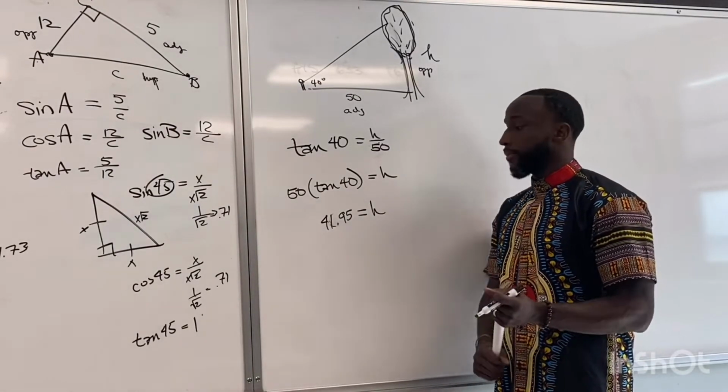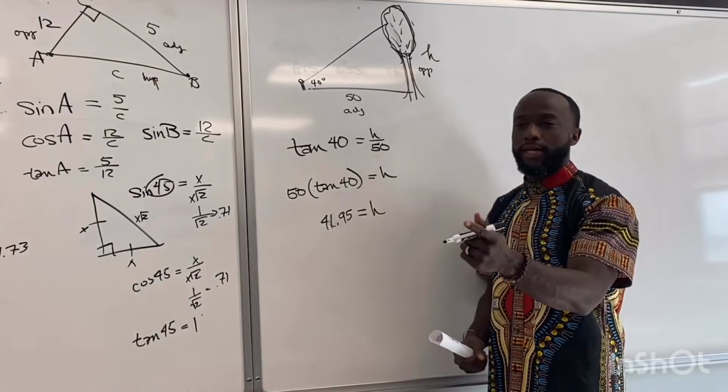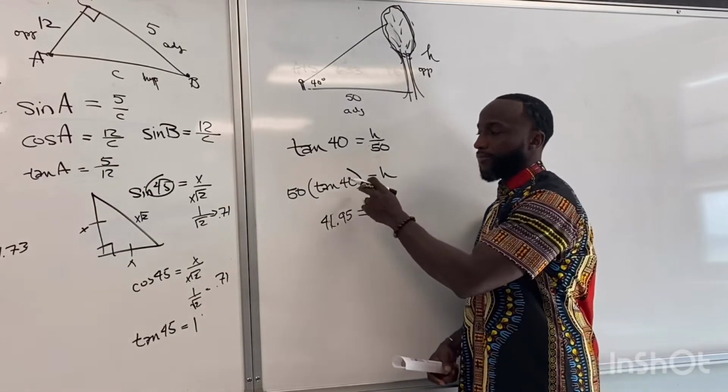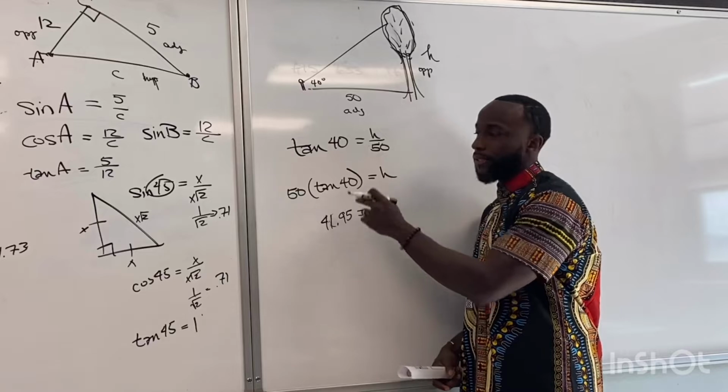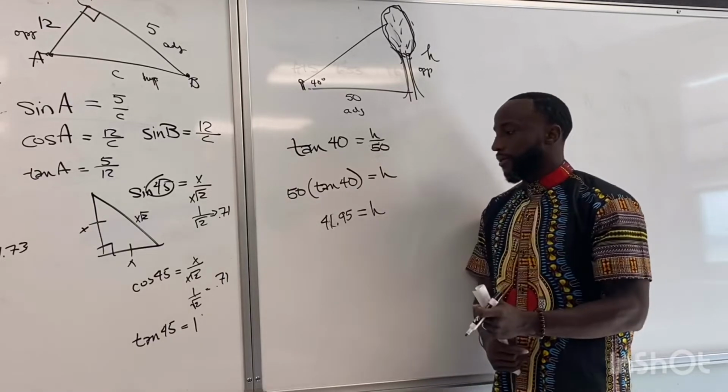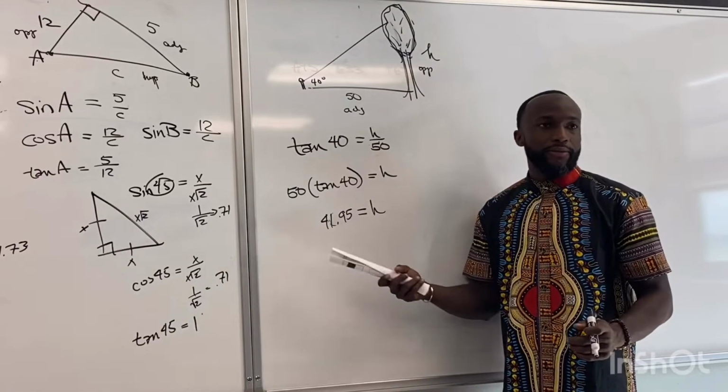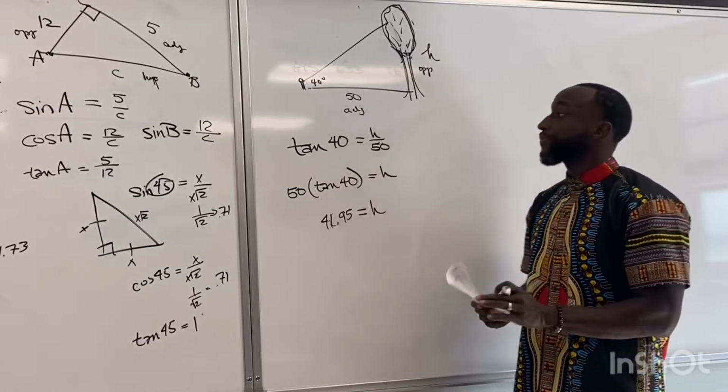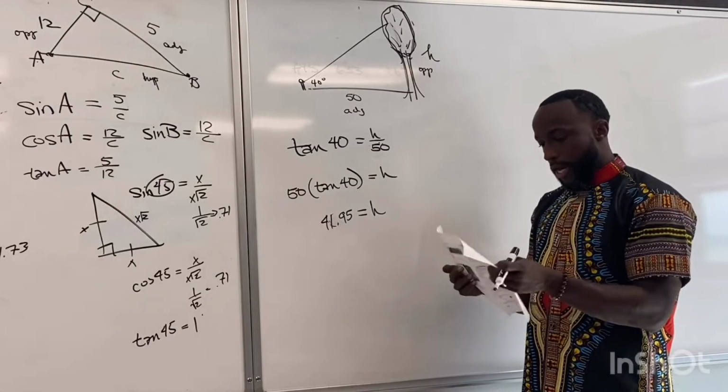Because of your calculator, you're going to have to put 40 and then tangent, and it's going to give you a number, then you're going to do times 50. How many students got 41.95? Cool. All right. Let's do another example.